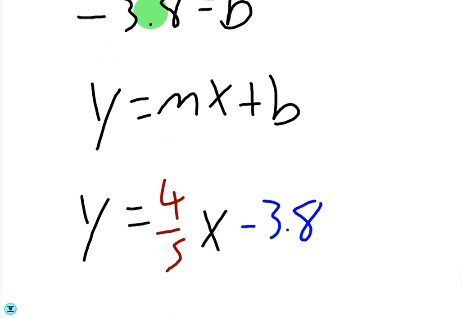All right, here's an extra question for you to think about. Why do you plug in the slope and the y-intercept? How come you leave y and x by itself?